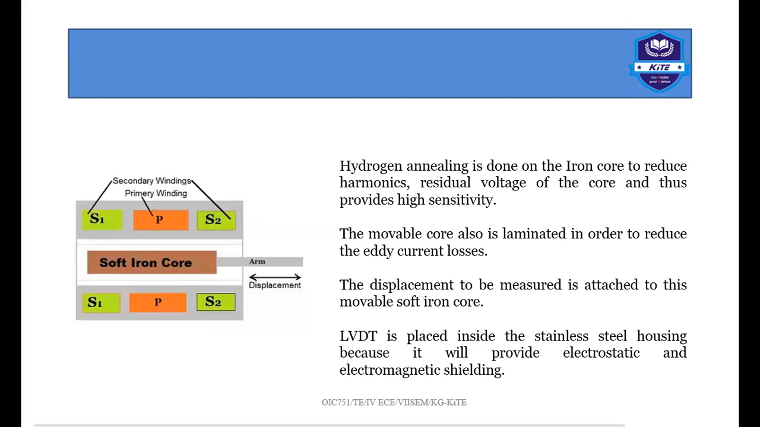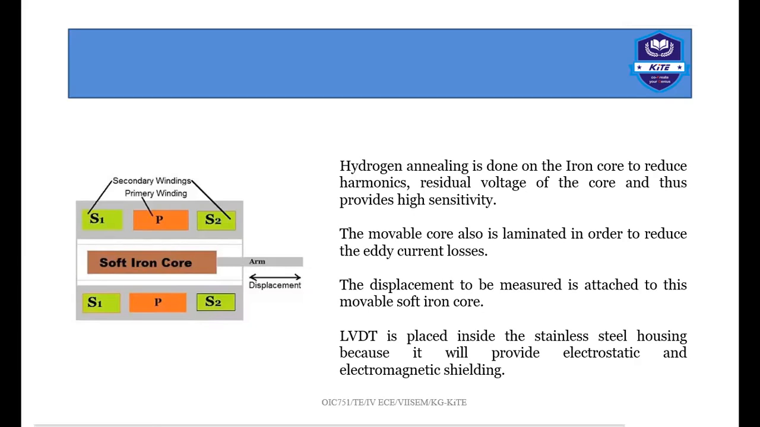As mentioned here in the figure, S1 represents the secondary winding, P represents the primary winding, and S2 represents the secondary winding. There is a soft iron core placed at the center, and it is attached with an arm. That arm represents the horizontal displacement. Hydrogen annealing is done on the iron core. Where is the iron core present here? It is at the center, the soft iron core, right?